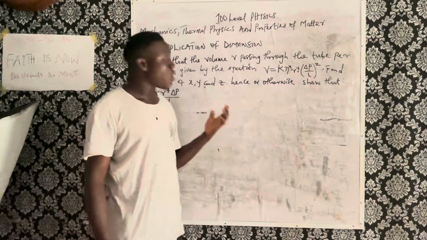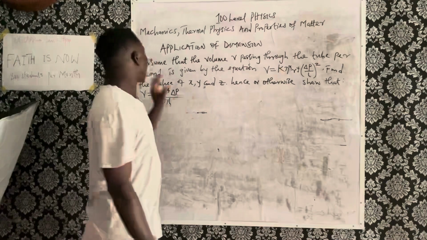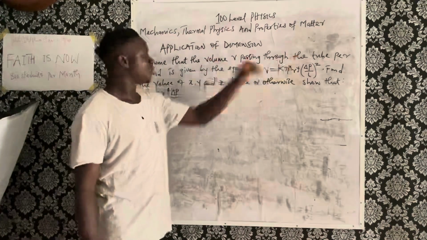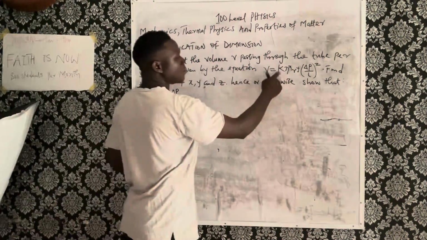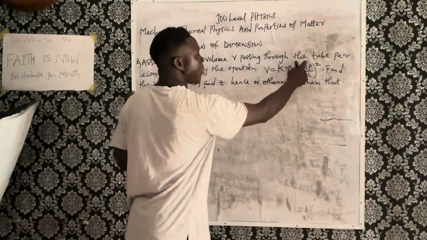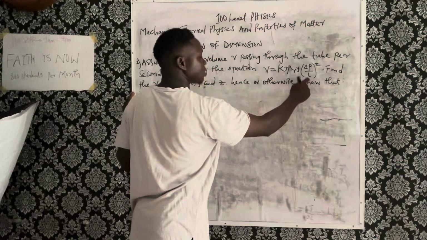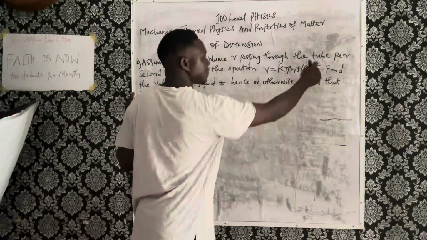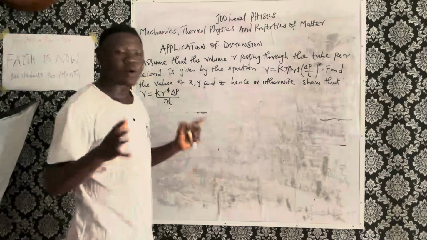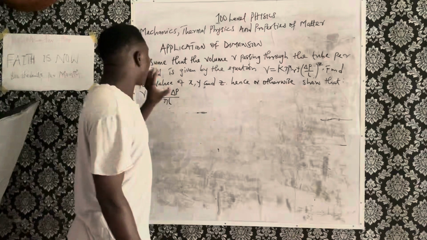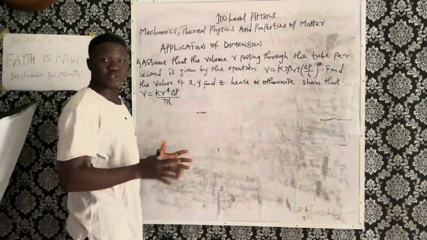Alright, so now on the board, we have a more complex question right here. Now, the question says, assume that the volume of fluid flowing through a tube per second is given by the equation V equals K eta raised to X, r raised to Y, times the rate of change in pressure, that's P, divided by L. Now, one thing here is that they are asking us to look for X, Y, Z. Let me read the question.